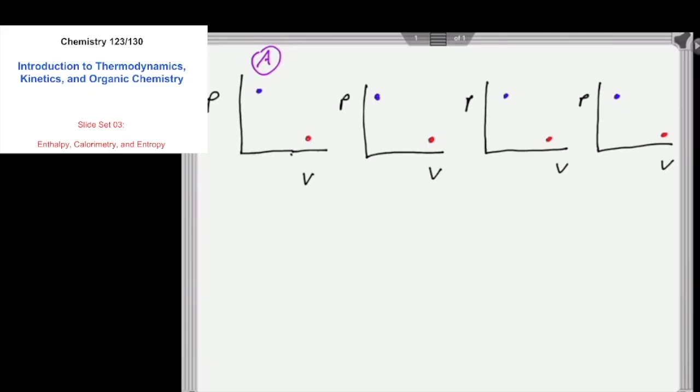So, first of all, if it is a compression, what is happening to volume? Getting bigger or getting smaller? If it's a compression, that means I have to start here. This is my volume 1, and I'm going to get smaller. The volume has to move in this direction if I'm doing a compression.